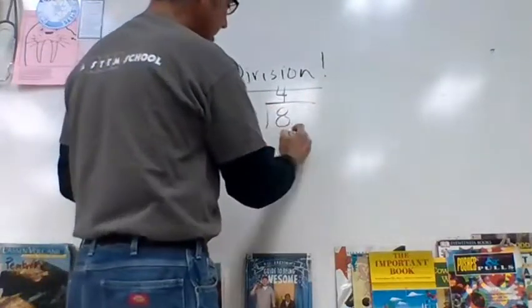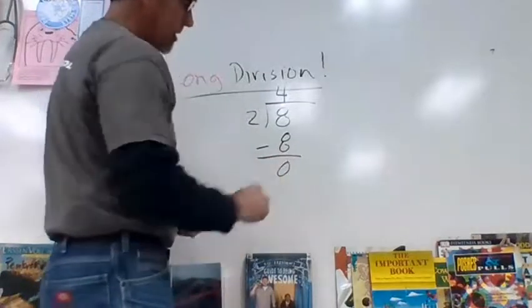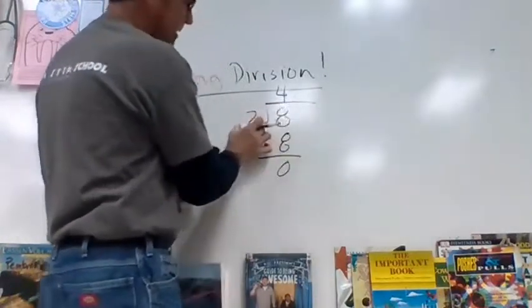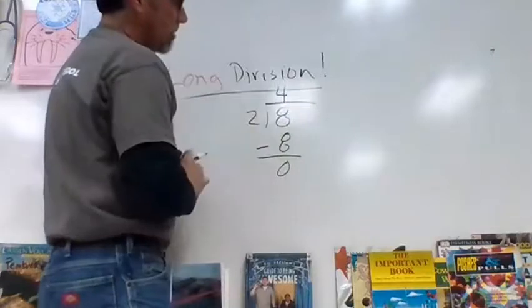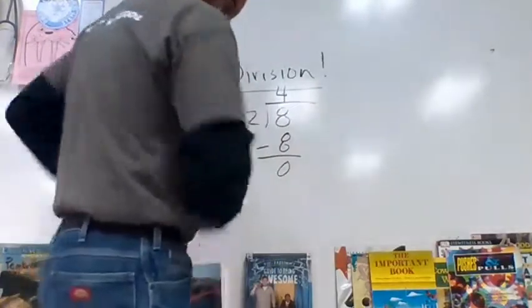4 times 2 is 8. I subtract and have nothing left over. That means there's no remainders. There's nothing left over. 8 is divisible by 2 in 4 groups in each. What's nice about that is it's just your math facts. And we're going to do long division using just our math facts. So we can even do bigger numbers using just our math facts.